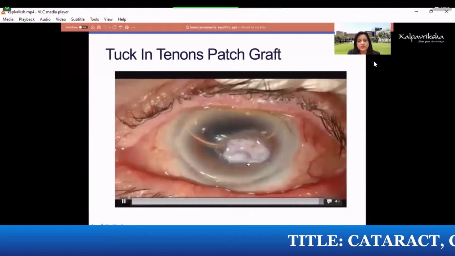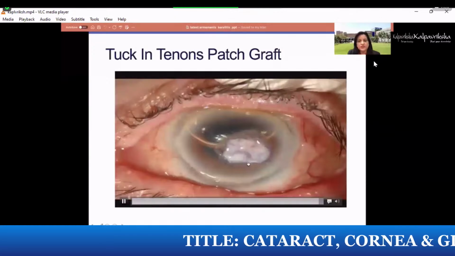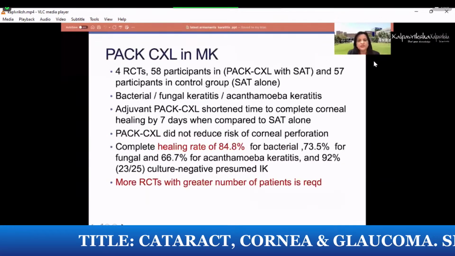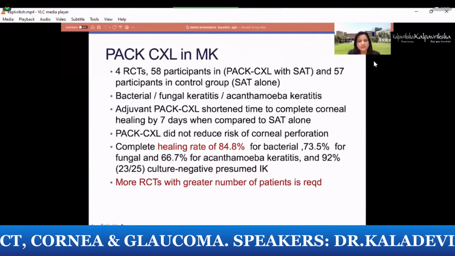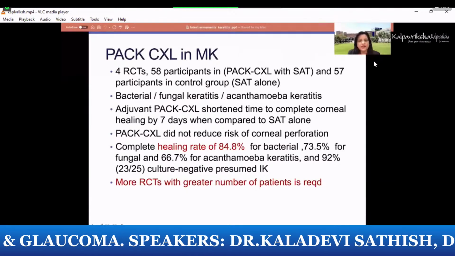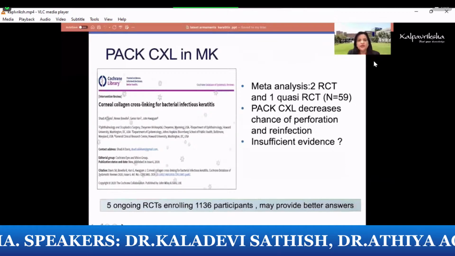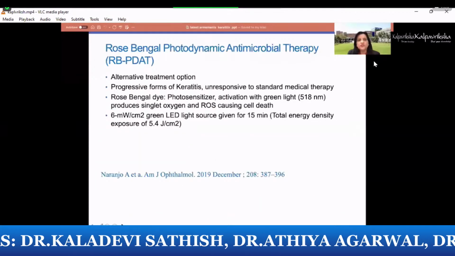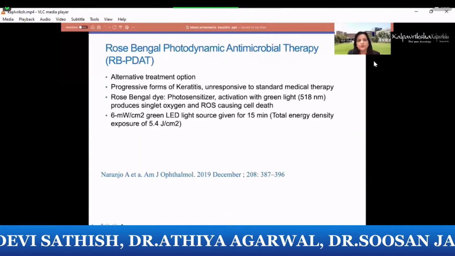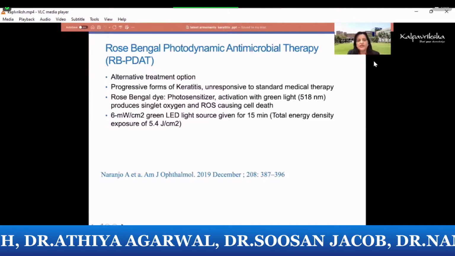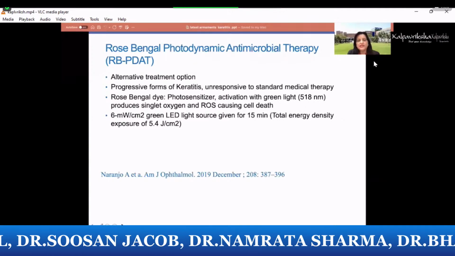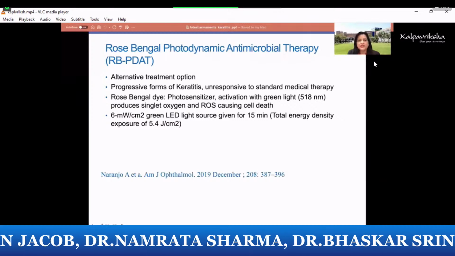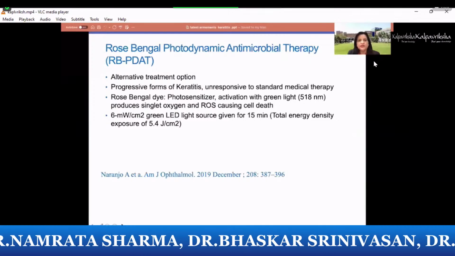Packed CXL again for keratitis, but the results are awaited. There are no long-term studies which have proven its efficacy, and we require a larger number of patients with more studies. There is another alternative to riboflavin, and that is Rose Bengal photodynamic antimicrobial therapy, and again we have to evaluate this further.